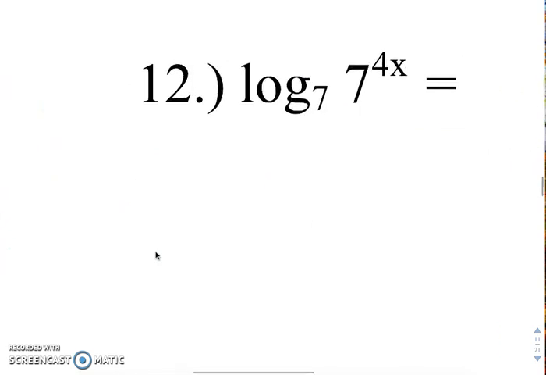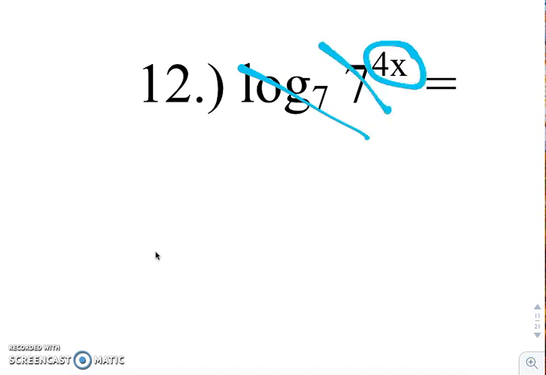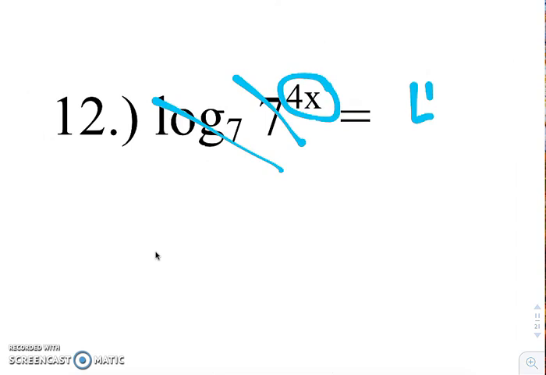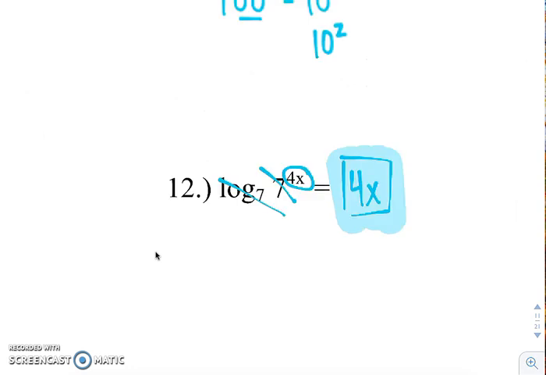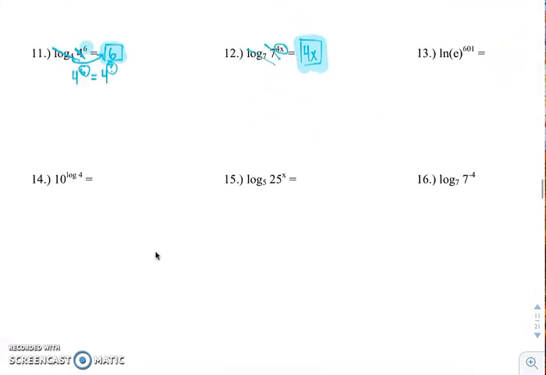So for 12, same idea. Log base 7, exponent with base 7 gives you just 4x. So we don't have a value, but we can at least simplify it and see what this expression simplifies down to or equals.